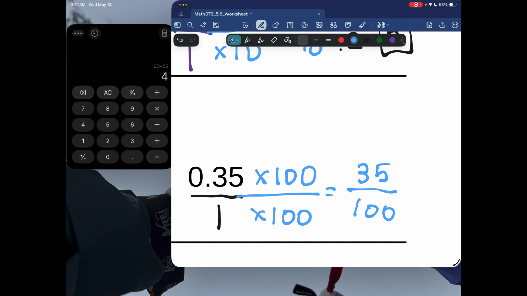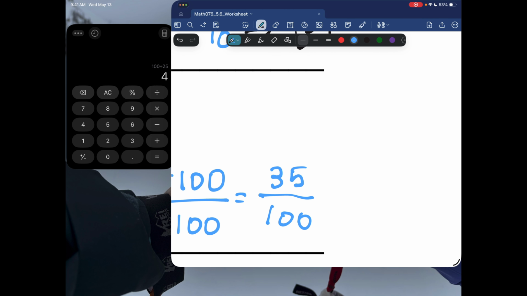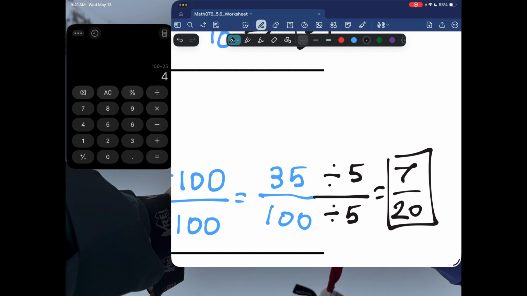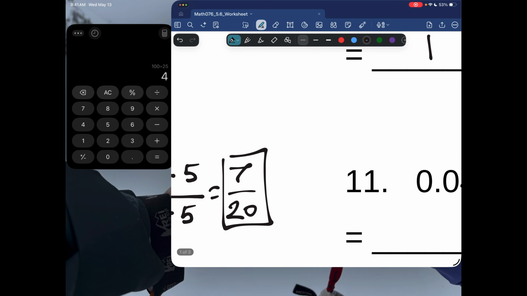And now I definitely want to reduce, right? They both have a 5 in them. So I'm going to divide numerator and denominator by 5. And I get 7 over 100 divided by 5 is 20. 7 over 20. And I can't reduce it anymore. 7 is prime. I don't have any numbers that go into it, so I'm good to go right there.